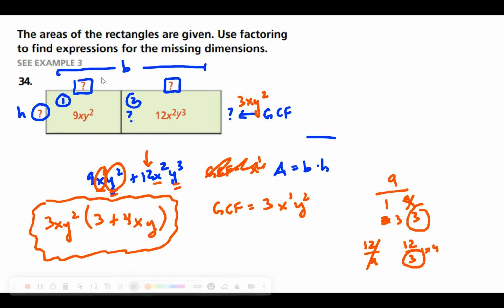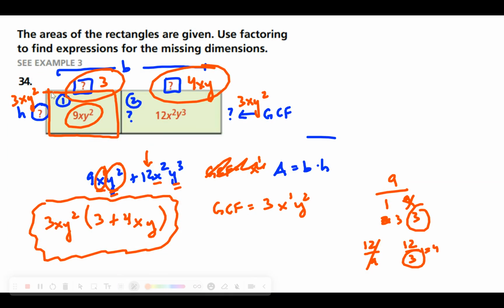The 3 would be the dimension that goes here. So this first rectangle has dimensions of 3xy squared by 3. If you multiply those, you get 9xy squared. This rectangle has dimensions of 4xy, the second part of this polynomial, and 3xy squared. If you multiply them, you get 12x squared y to the third. And this is the answer. These are the question marks. 3 is this question mark, 4xy is that question mark, and 3xy squared is that question mark.